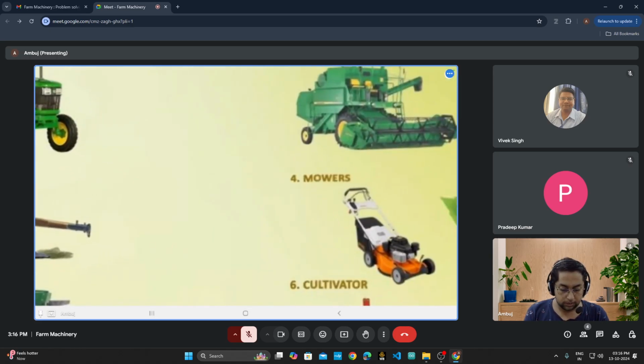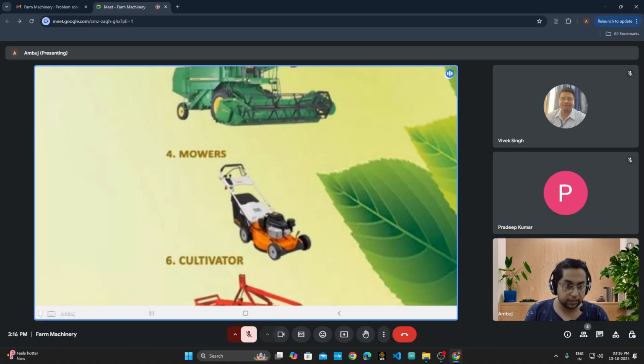Then your mower is there. The mower is an intercultural equipment also. It is used for cutting the grass in lawns, and in the fields for clearing the fields of grasses. The general purpose of mowing is this only. Mowing and your reaper are two different equipments.